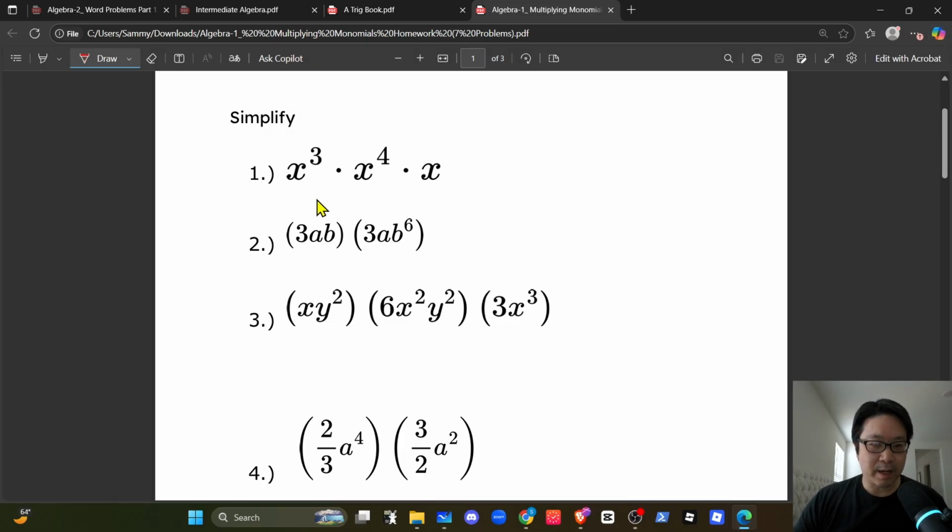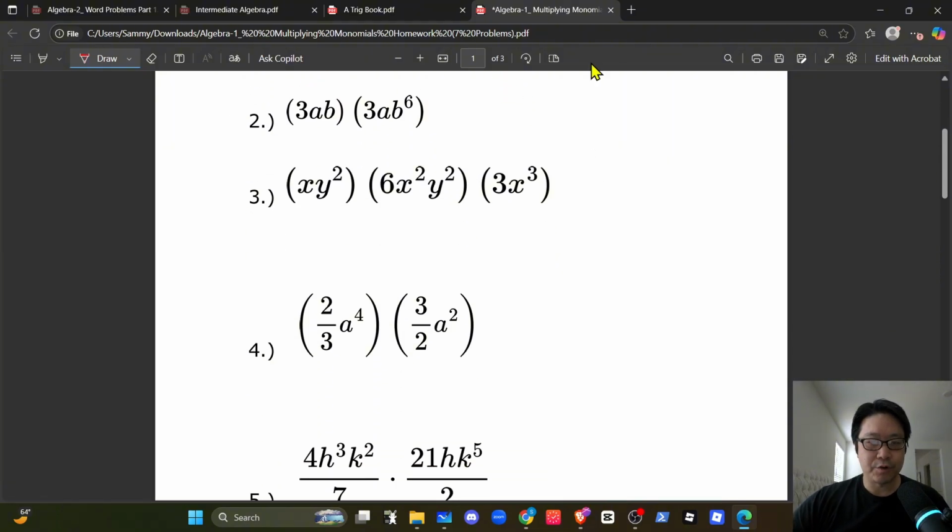Here we're multiplying x to the third and x to the fourth and x. Since they have the same base, all we have to do is add our exponents. So we're going to be adding 3, 4, and 1, which is going to be 8. So it's going to be x to the 8th power.